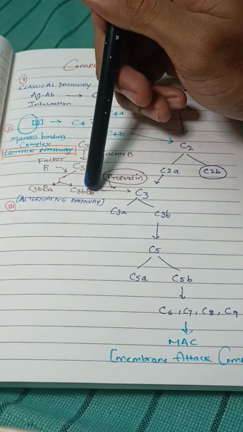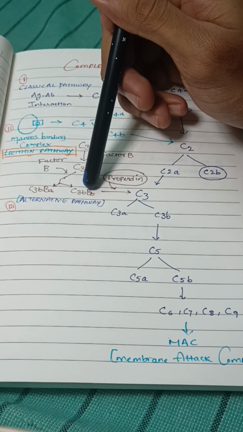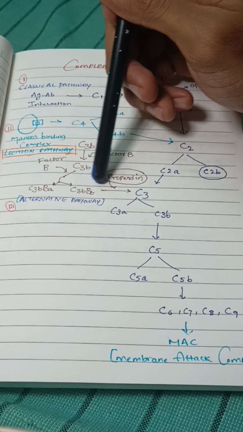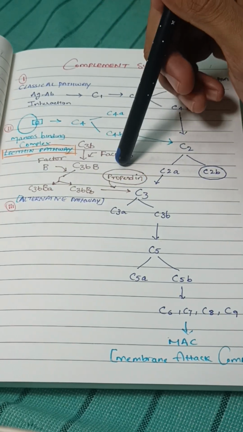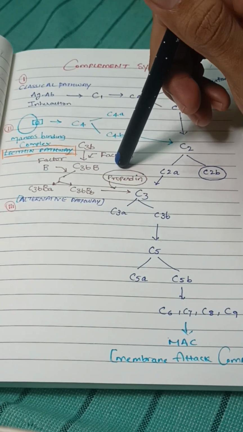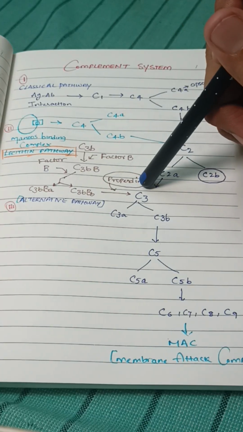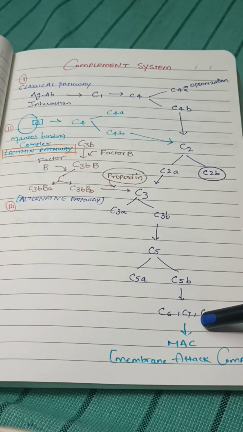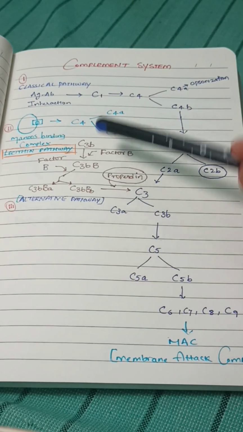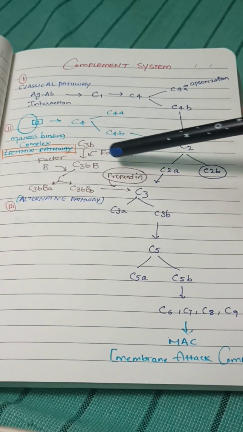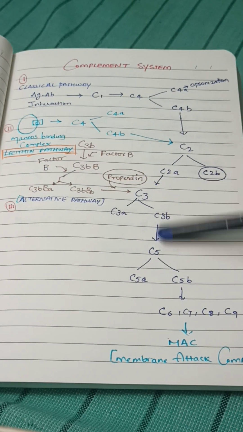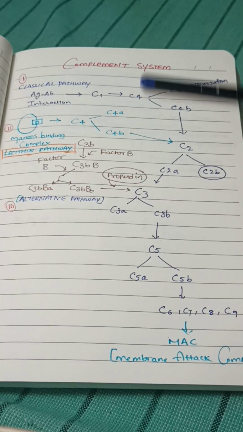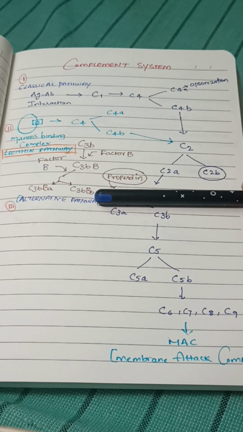Now this B, under the action of properdin, which is the main important enzyme, again acts upon C3 and the same cycle continues. In the alternative pathway, the process continues from C3. There is no C1, C2 or C4 for the alternative pathway.